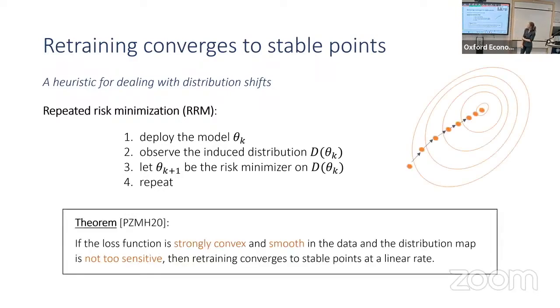And you can formally show that if the loss is strongly convex and smooth and the distribution map is not too sensitive, then this procedure can converge. So this is interesting because the meaning of this heuristic is now a natural equilibrium dynamic in performance prediction. Strongly convex in theta, and smooth in both theta and D.